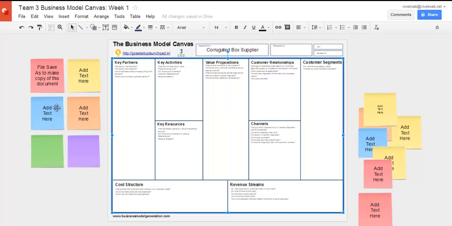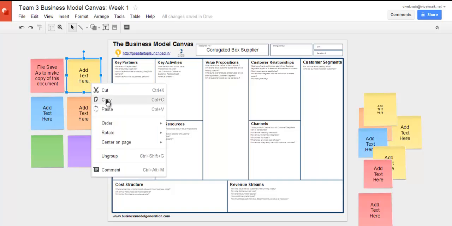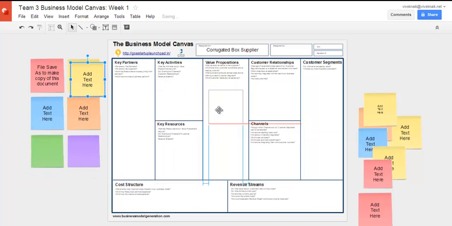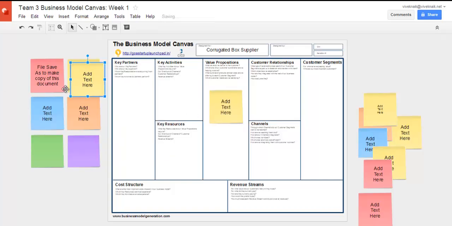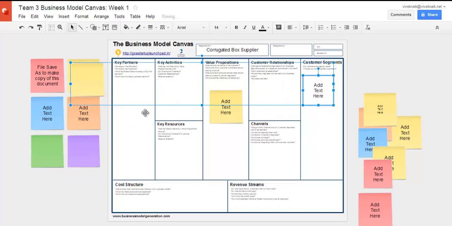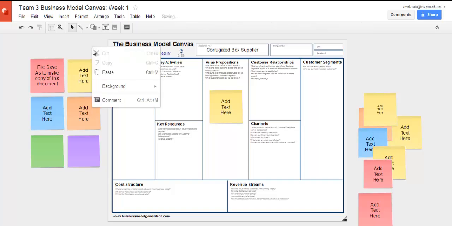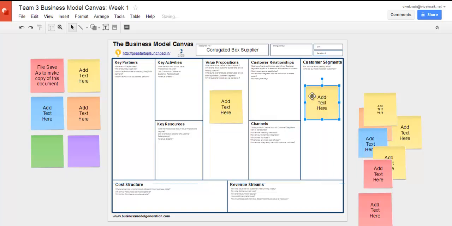and as we mentioned before, we start with the value proposition. You copy one of the rectangular boxes and paste it for the value proposition, and copy and paste again, and that will go to your customer segments.